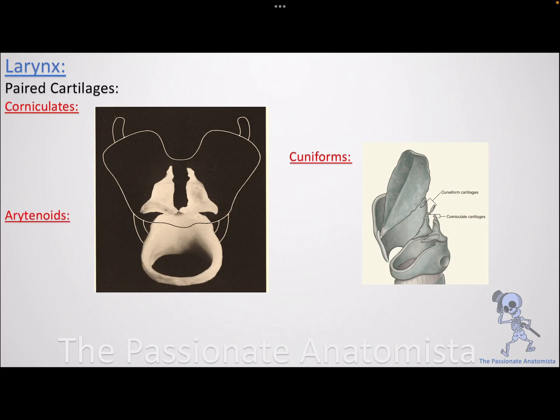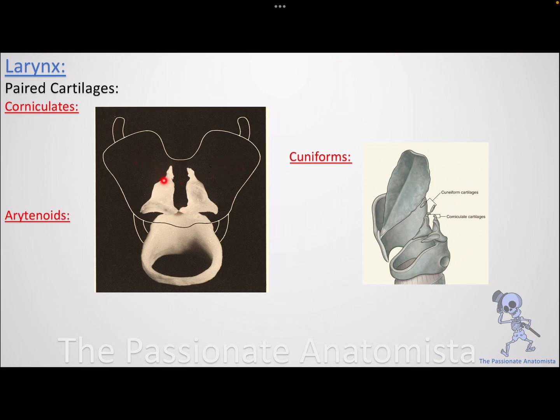Now, look at the paired ones. Remember the paired ones, we already talked about them. We had two arytenoids sitting on the top of the posterior broad lamina of the cricoid cartilage. And this is a very important cartilage when we talk about the folds and phonation and the muscles, all right? So arytenoids are very important. They have processes, the ones that are facing your thyroid. This is basically at the posterior side.